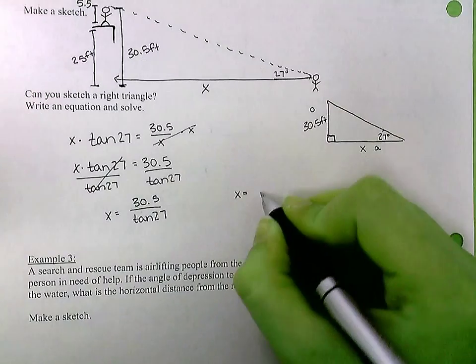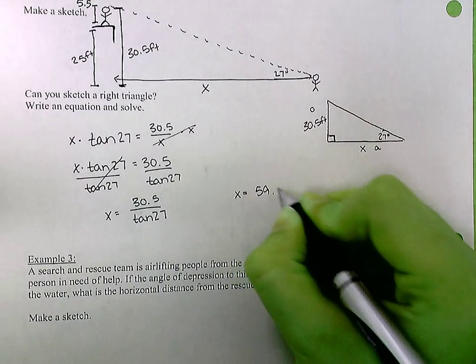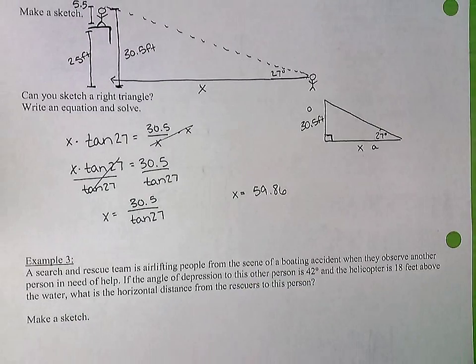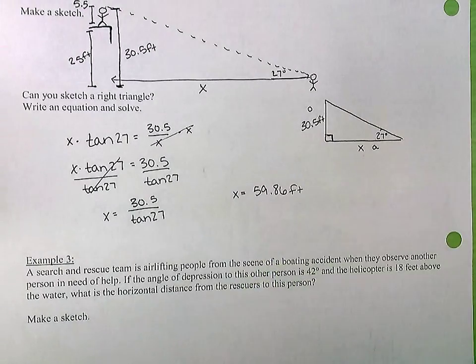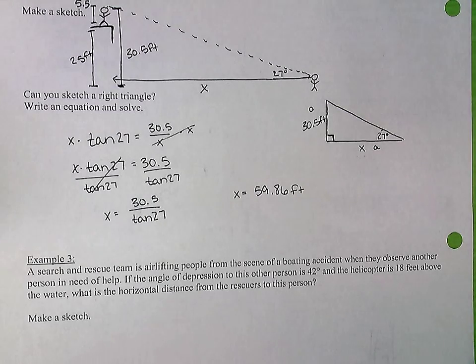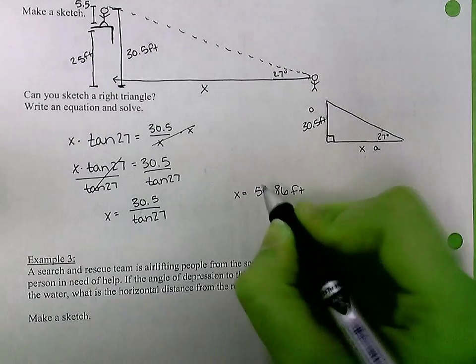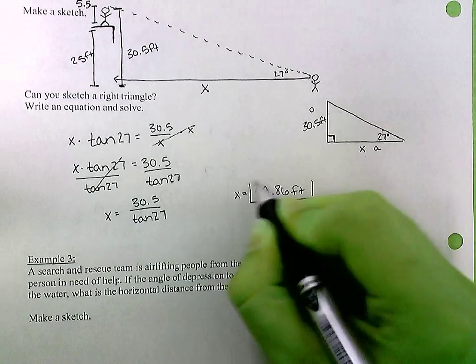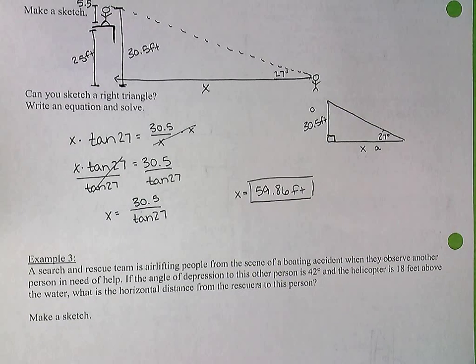So x will be about 59.86, right? Feet. If you wrote about 60 feet, that'd be fine too. Just rounding up. Questions?